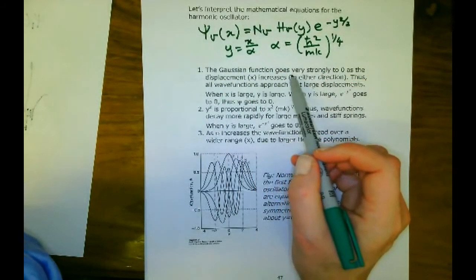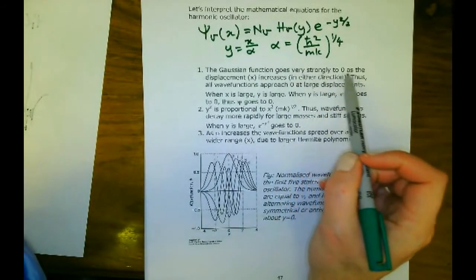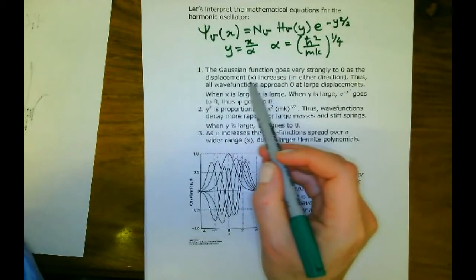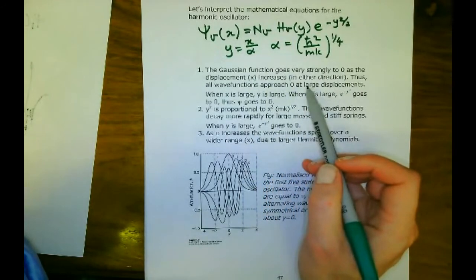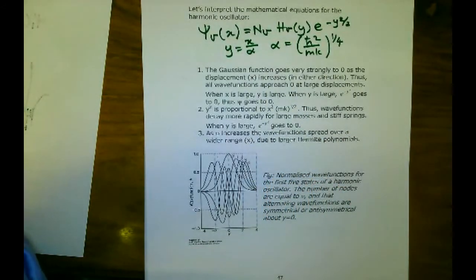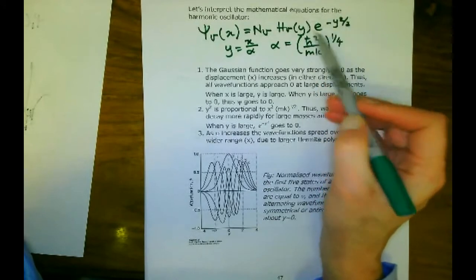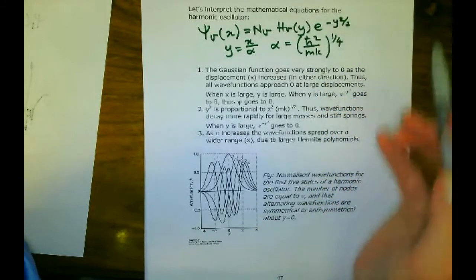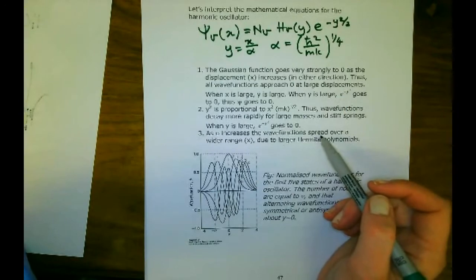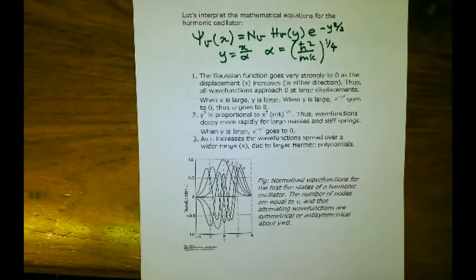So what is the role of this Gaussian function? It ensures that the wave function goes to 0 as your displacement, which is x, increases. Why is this necessary? Well, you won't find the particle or the spring extended very far from the point of attachment, infinitely far. The wave function has to go to 0 at some point. And that part, the Gaussian function, ensures that the wave function goes to 0. So what is the effect of the mass of the particle as well as the force constant on the wave function?